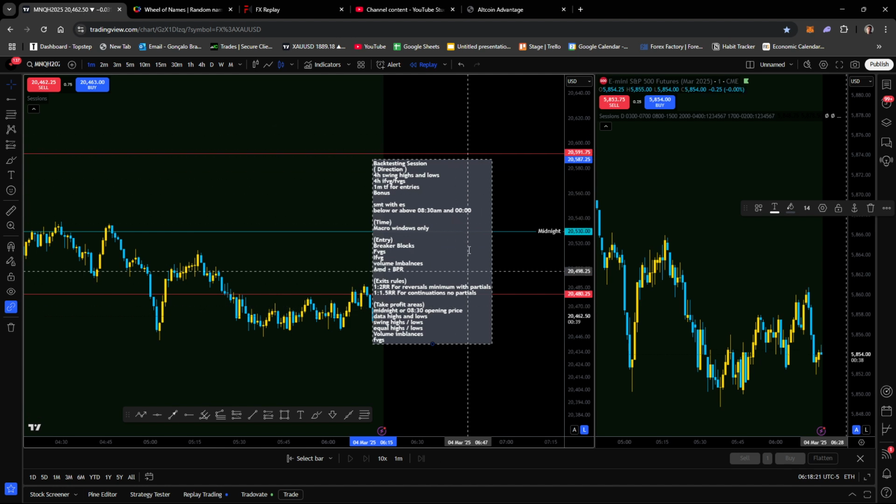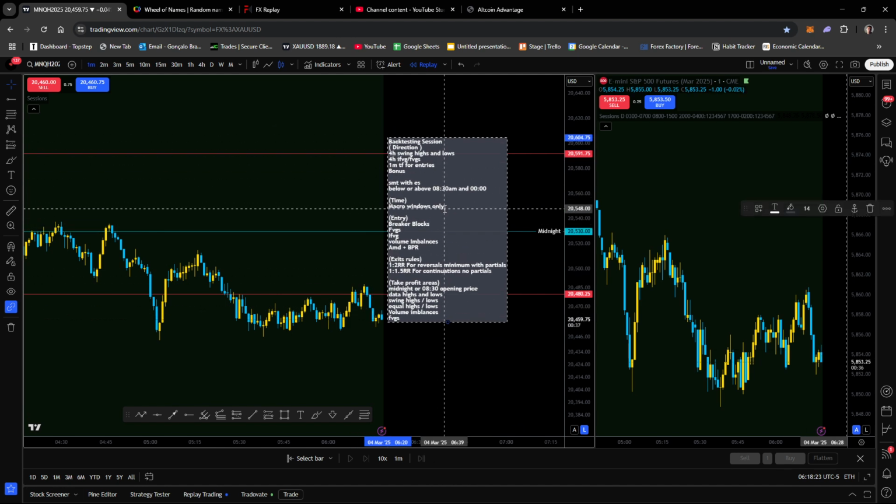in a discount. For the times, we're going to be utilizing the macro windows only, okay? I only use the macro windows. For me, it helps my psychology, and my overall performance is simply better within these windows.